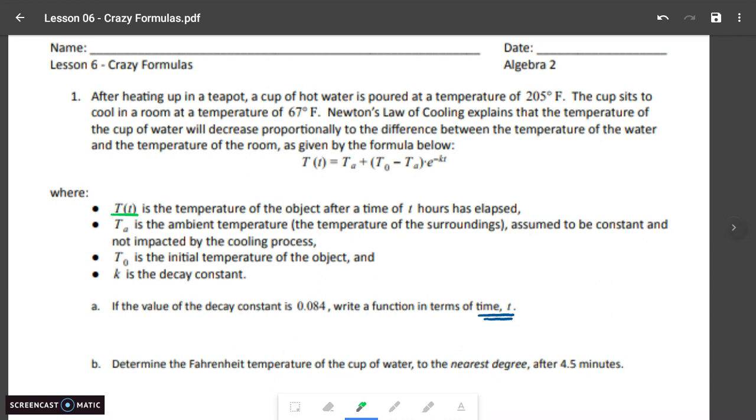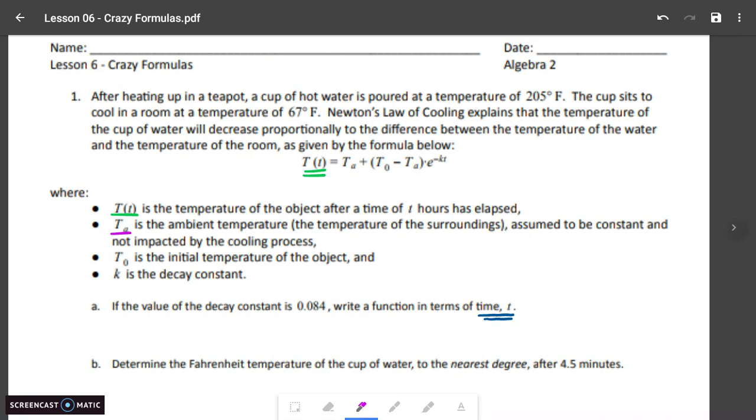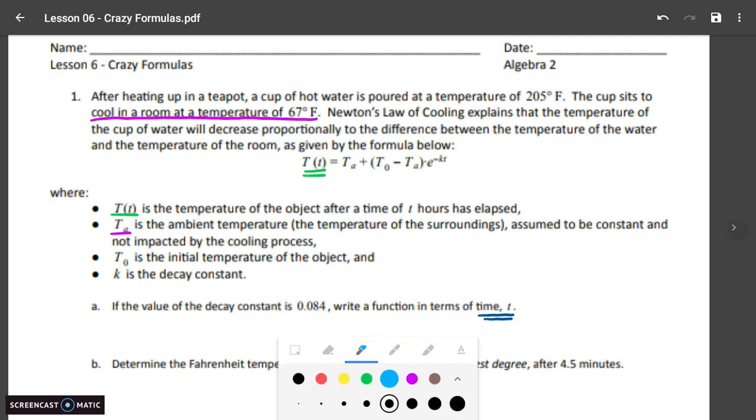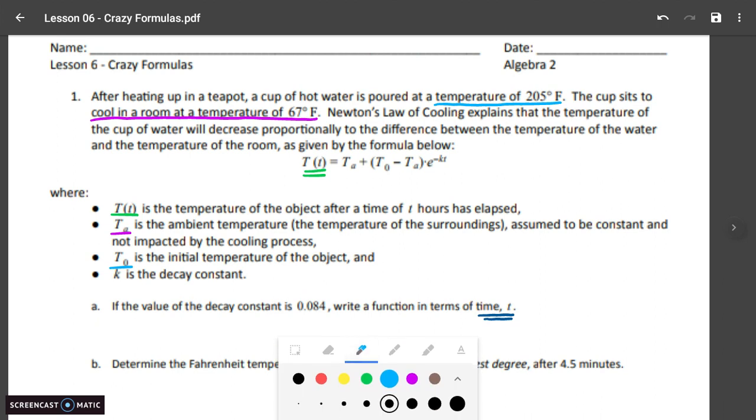If that's the temperature of the object after t hours has elapsed, let's see. We don't know how many hours is going to actually pass, but that's what we're trying to find out. So we can't plug into that one just yet. If I look at T of A, that is the ambient temperature, the temperature of the surroundings. That's going to be this room temperature of 67 degrees Fahrenheit. My initial amount is how much it came out as. So that's the temperature of when it comes out of that teapot to start. And k, we were just given in our part here.